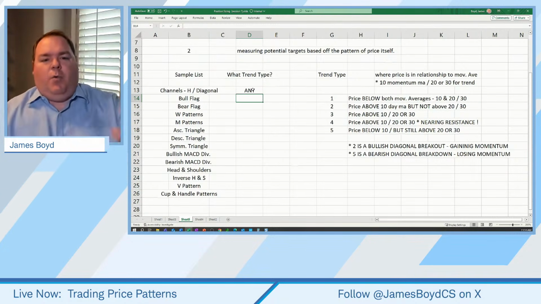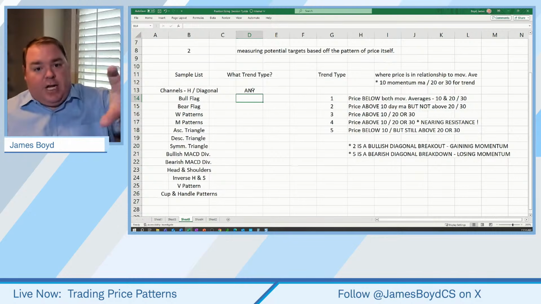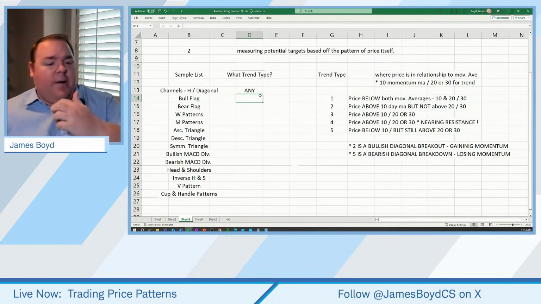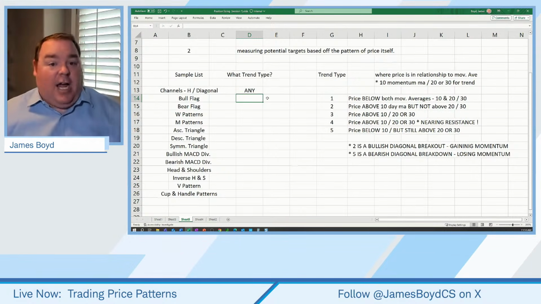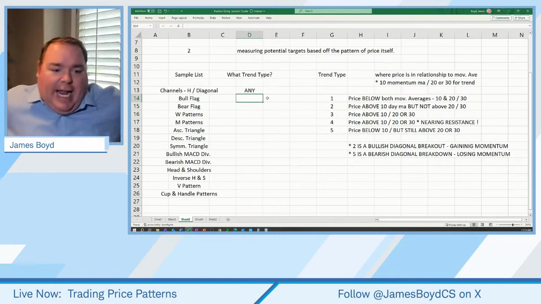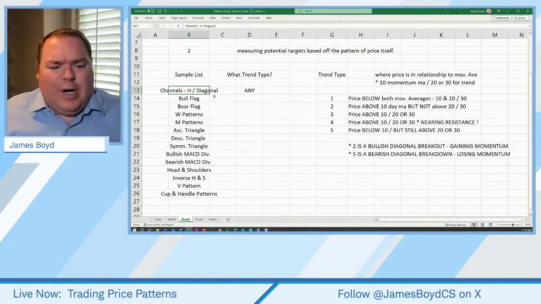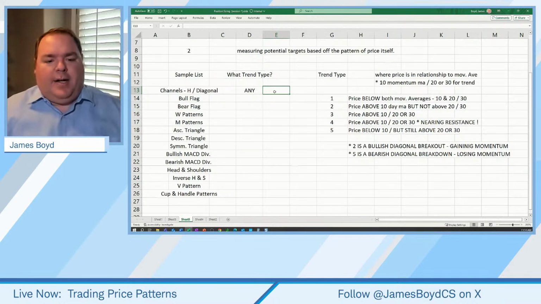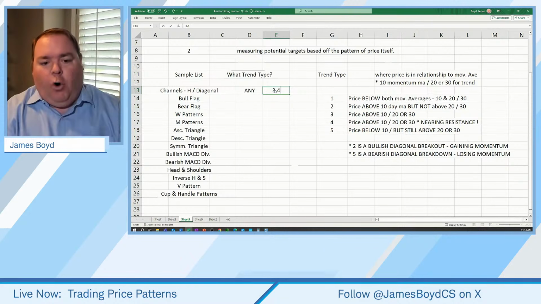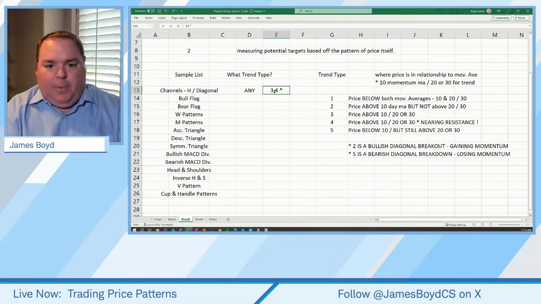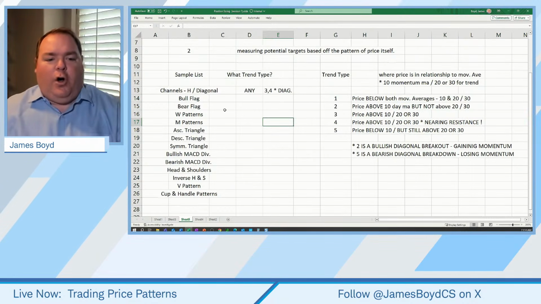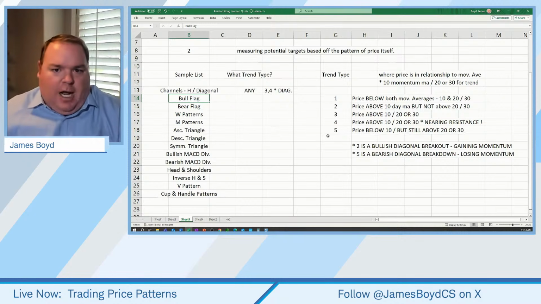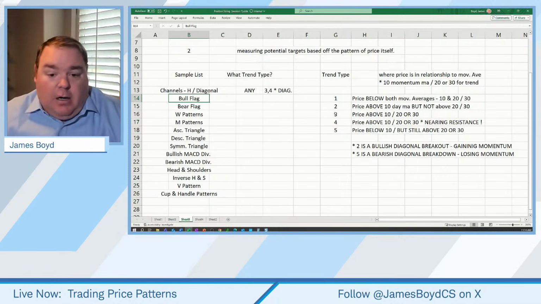Because you could have something where it has been falling down, created a sideways channel, basing, or something that has been going up and consolidating. You can get any type of trend on that. It's a consolidation. Now, if it's more diagonal, that's probably going to tell us it's more likely trend type 3 to 4. If it's diagonal, I'll put that there. Now, if I said bull flag, what trend type are we probably going to be seeing that on?